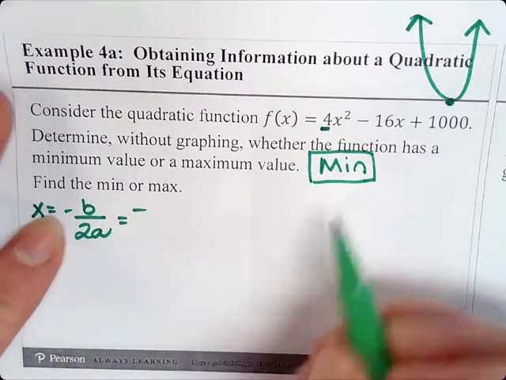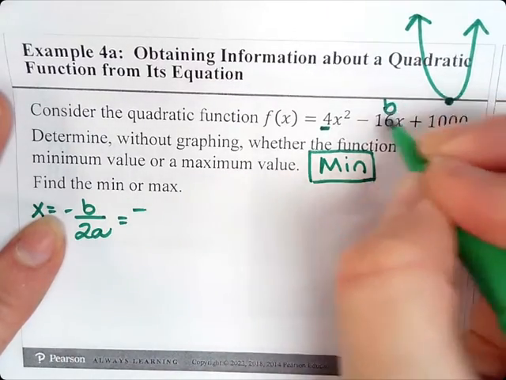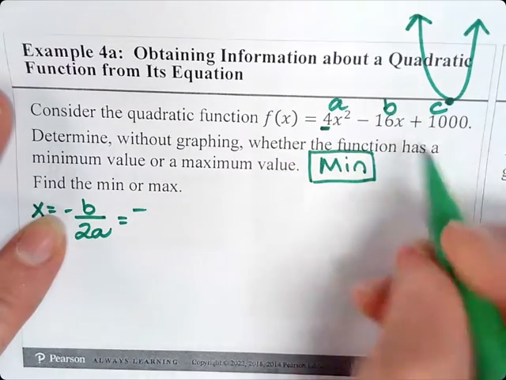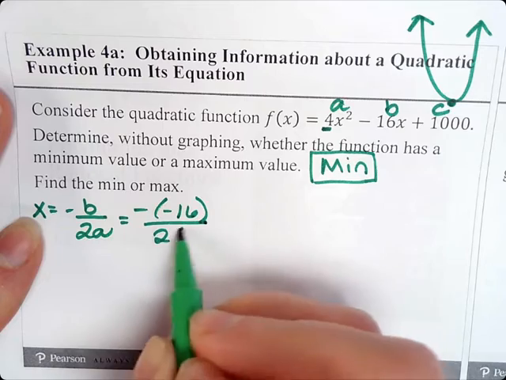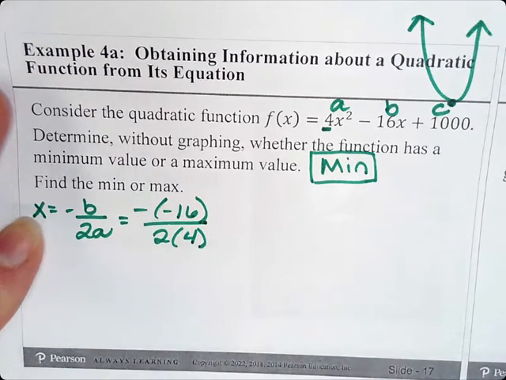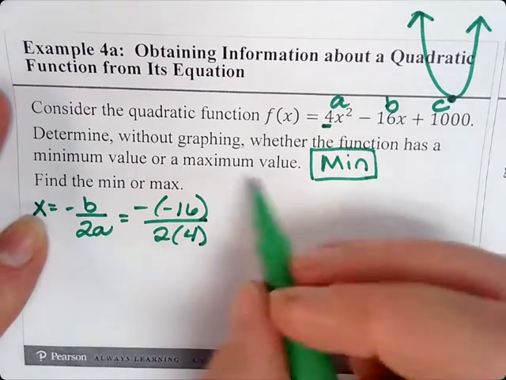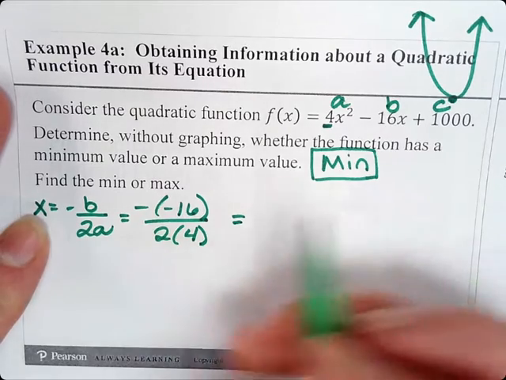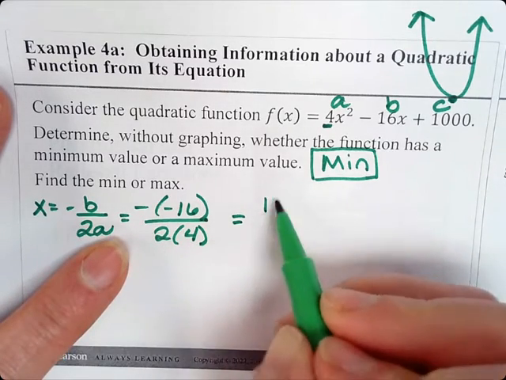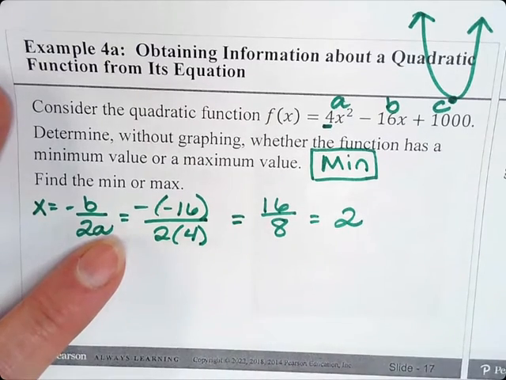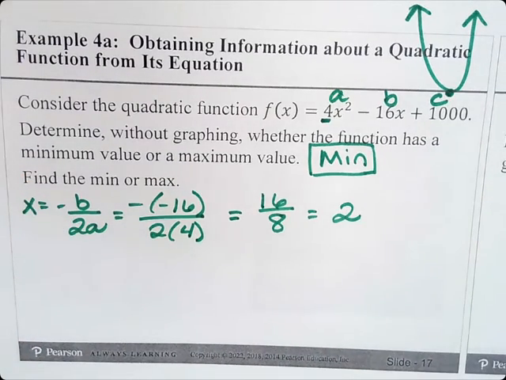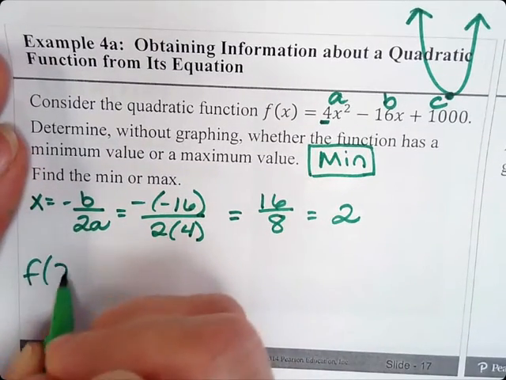So negative, and then 16. So this is b, this is a, this is c. So it'd be negative 16 over 2 times a. So those cancel, and we just get 16 over 8, which equals 2. But that's not our minimum. We have to find the y value of the vertex. So we have to plug it in. So f of 2.